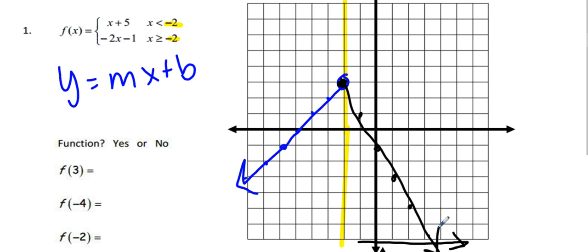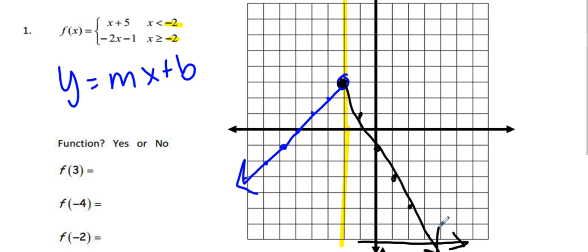I want to make sure you realize that the first function is the blue, and that was an open circle because there was not an or equal to. And the second one is the black line, and that's a closed circle because there was an or equal to.